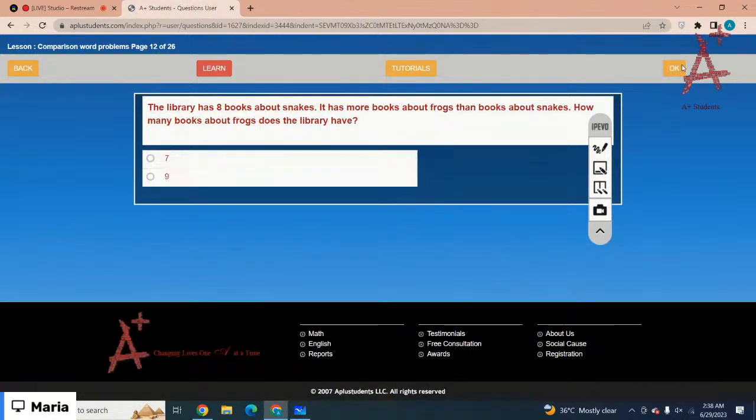The library has 8 books about snakes. It has more books about frogs than books about snakes. So, how many books about frogs does the library have?